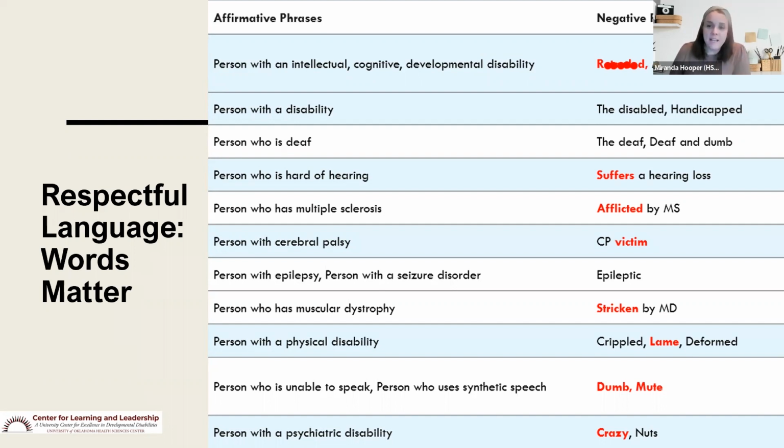And so again, historically, it wasn't thought that these were bad or negative ways to say things, but as times change, so does language. And so it's outdated, and it's not thought to be respectful anymore. So we look down here, and just as another example, we see a person with a psychiatric disability, and the negative phrase like, oh, they're crazy, they're just being nuts.